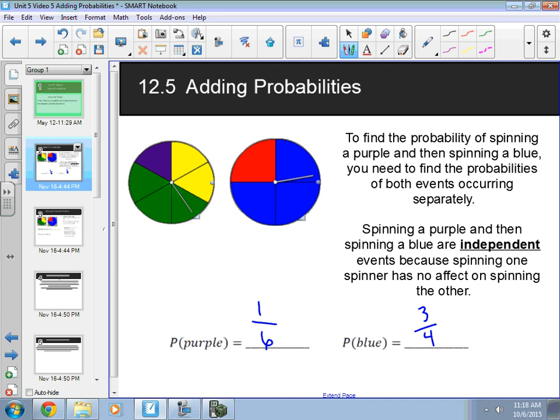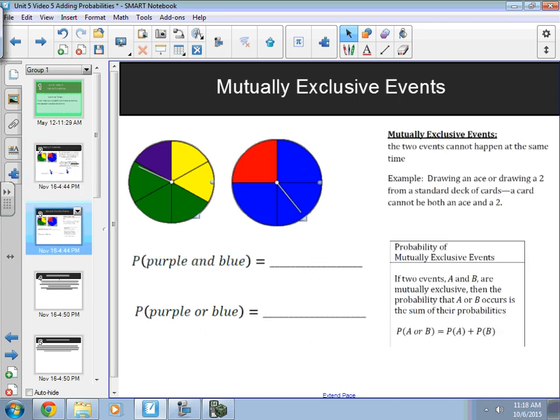In this case, spinning a purple and then spinning a blue are independent events because spinning one spinner has no effect on spinning the other spinner. What we're going to look at now is what would be the chance of spinning a purple and a blue? We talked about this last notes: anytime you see the word and, you should be thinking multiply. Almost always in probability, we do multiplying.